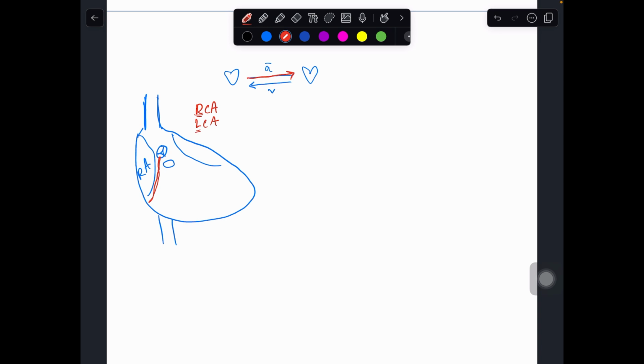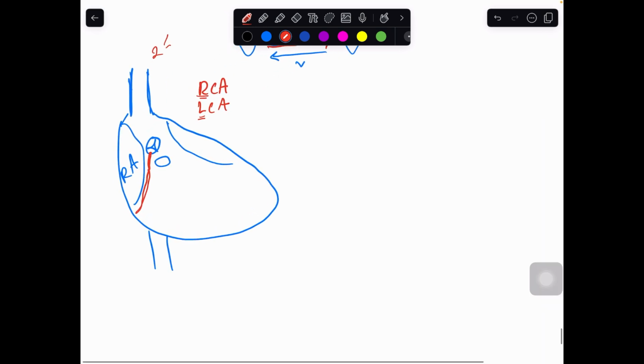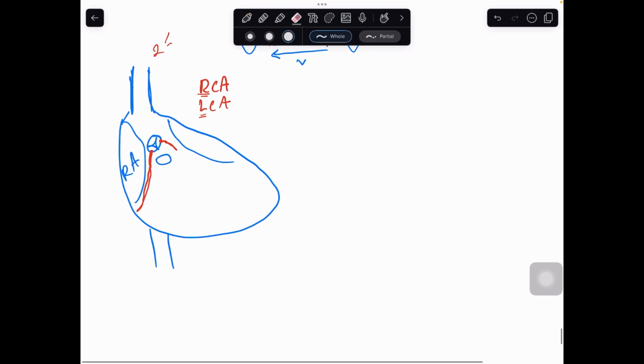As for my left coronary artery, it is going to be originating from the posterior sinus. The posterior aortic sinus, we have 2. We have a right and a left. Since this is the left coronary artery, it is going to be originating from the left posterior aortic sinus. Okay, so now we understood the origination.